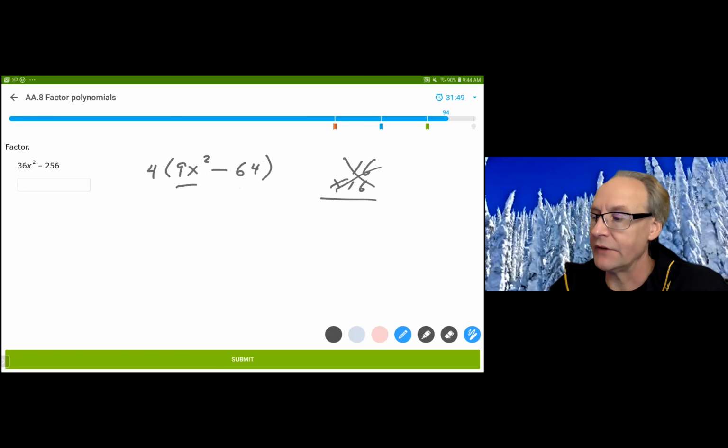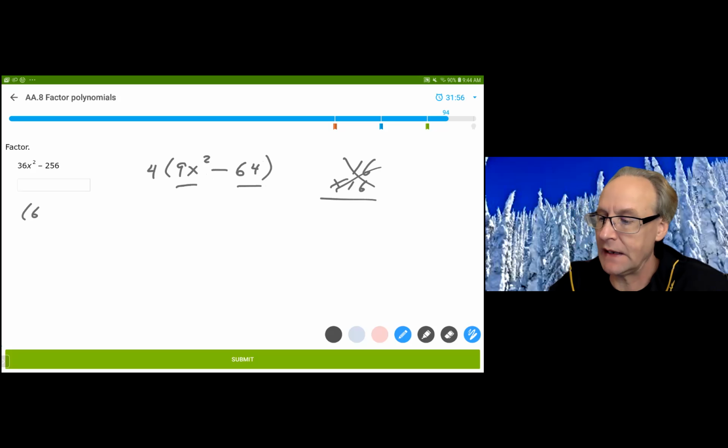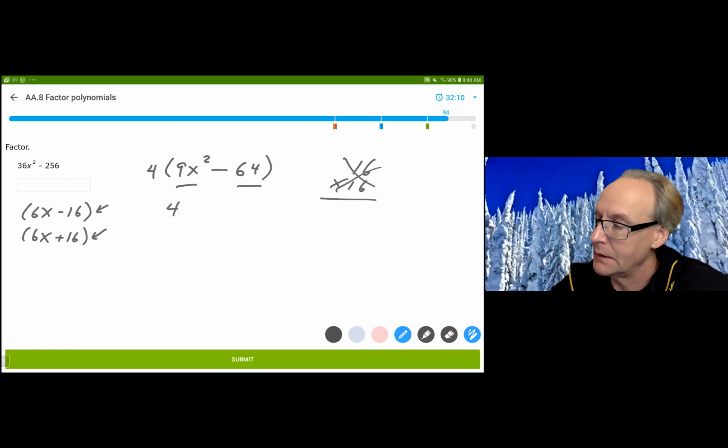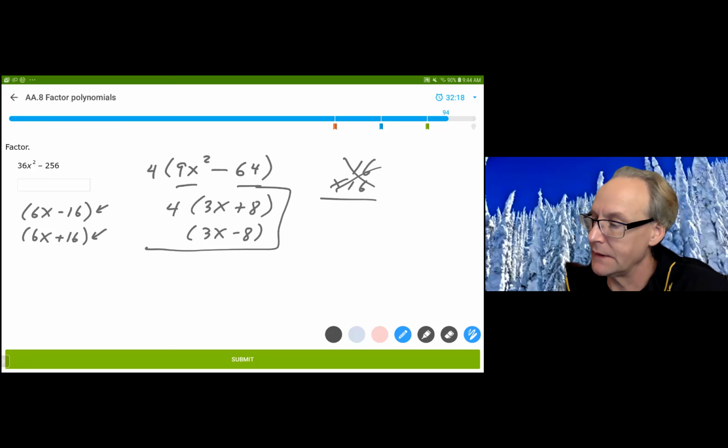And now I have a difference of squares. I could have started with this. I could have done this, 6x minus 16 times 6x plus 16. The problem is the only common factor is 2 in each of those, and it would have been more work. So anyway, whichever. I like this one, 3x plus 8 and 3x minus 8. And there they are right there.